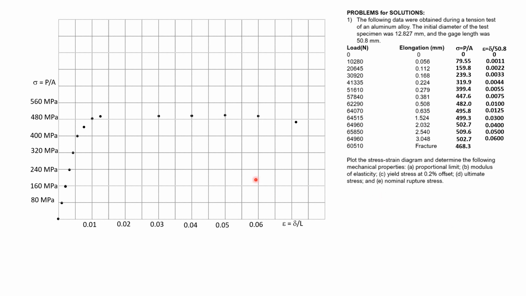So we see that in this plotting, it is almost straight up to this value here. And this is about this value here, 399.4. Then the displacement is 0.0055. So from there, the proportional limit is equal to the maximum value in the straight line portion. So it is equal to 399.4. So that would be our answer for part A.